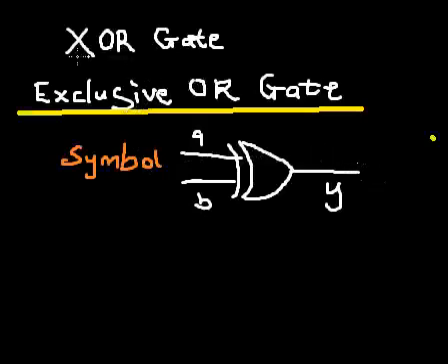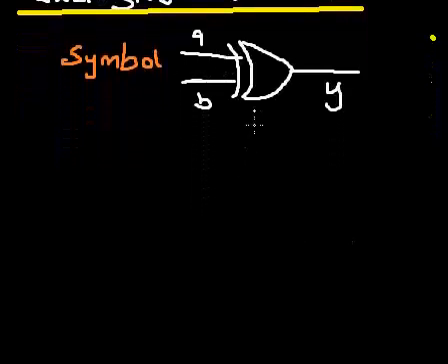All right, so now we are going to be looking at another gate, and that is the XOR gate. XOR gate is an abbreviation for exclusive OR gate. Of course, we already treated the OR gate. Now look at the symbol.